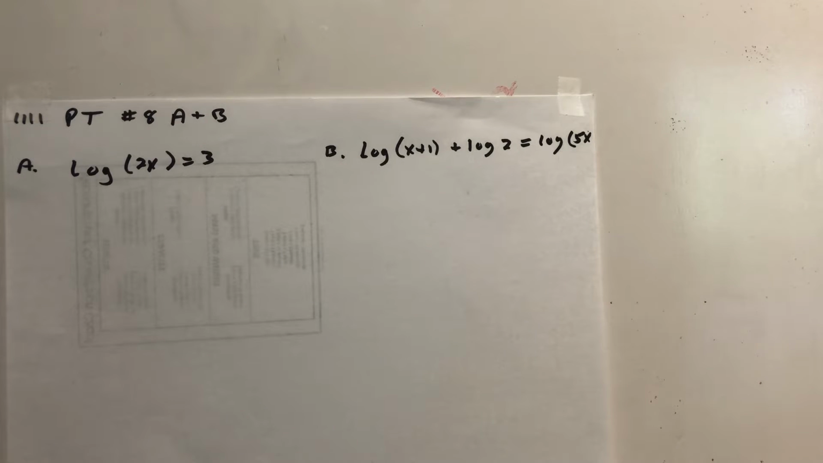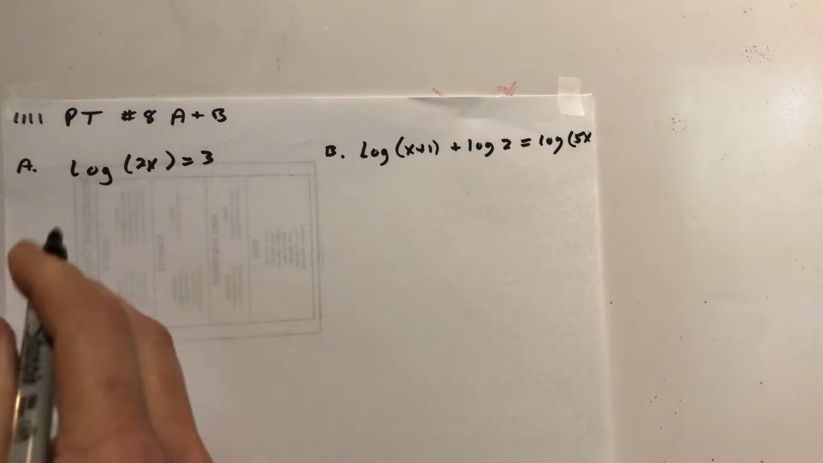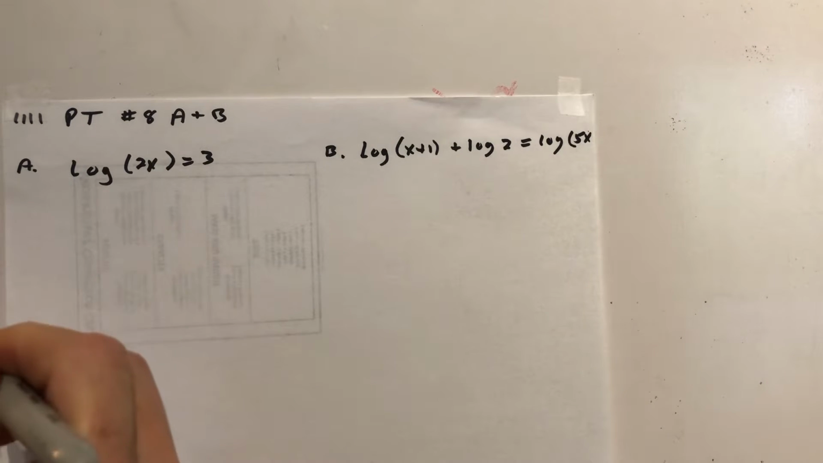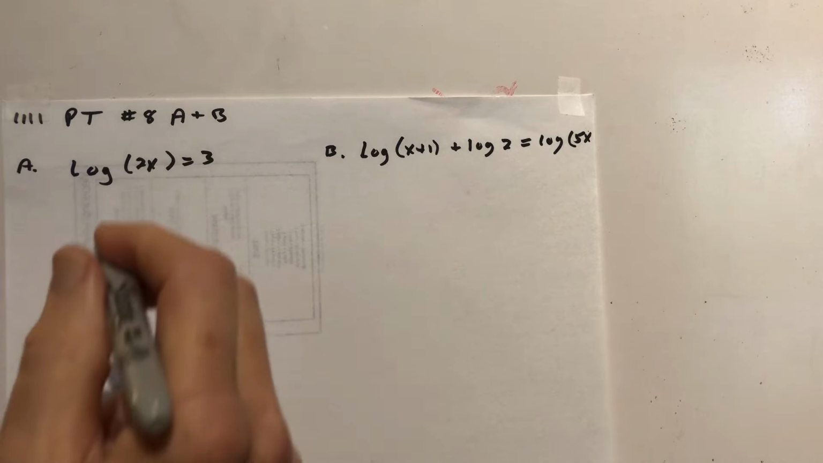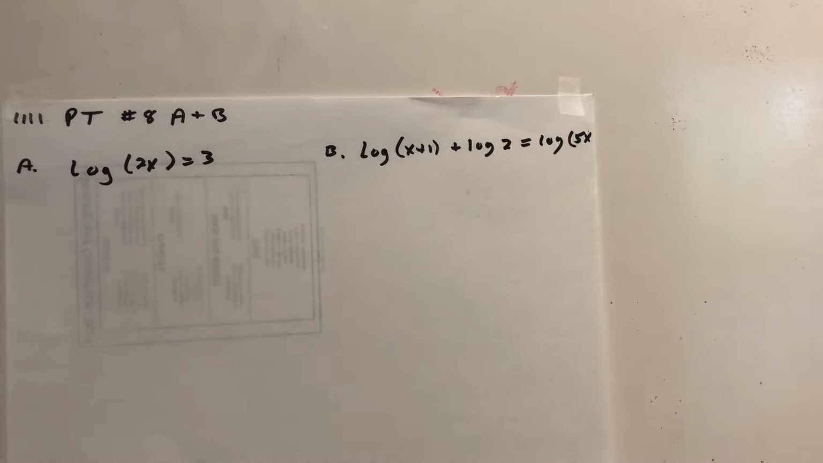Problem for the practice test number 8 has parts A, B, C, and D. I'll do A and B on this one, and another video for C and D. These are equations. They're called log equations. And the other ones would be exponential equations that have exponents up there. So we've got to solve for x, but I have no idea what the answer is.